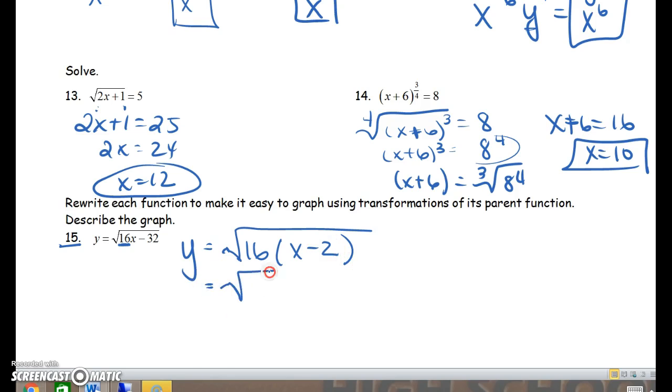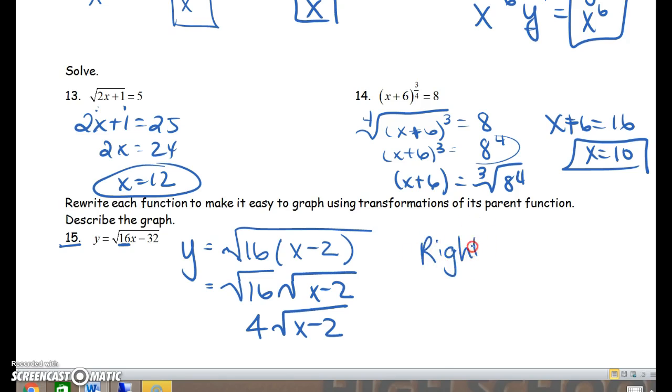If we were to break this down, we get root 16 and root x minus 2. We know the square root of 16 is 4, and then we have root x minus 2. So now we can see that this one goes right 2 and has a vertical stretch of 4. If we were to graph this, we would get an ordered pair at 2, 0. And then if we were to plug in 3, we would have an ordered pair all the way up at 4. And then we would get a graph that looks something like that.